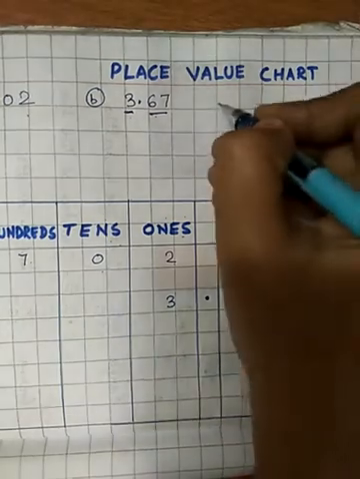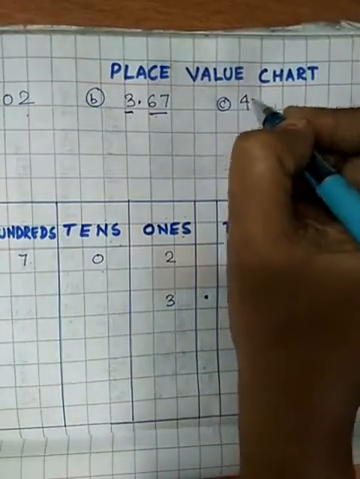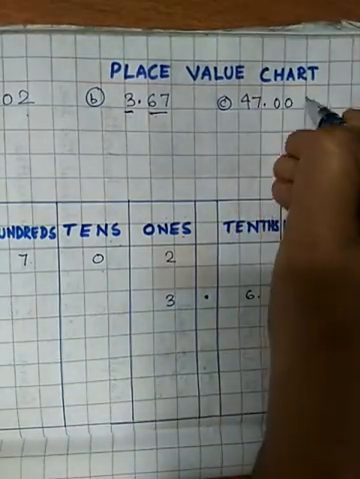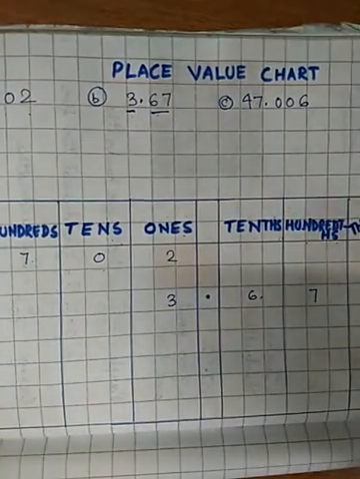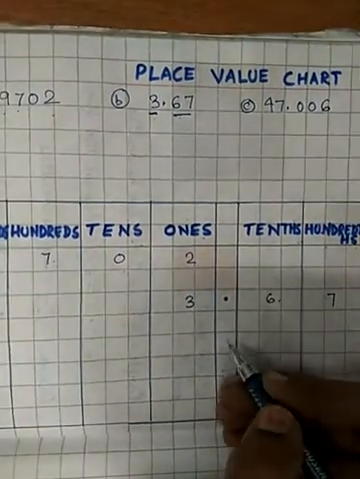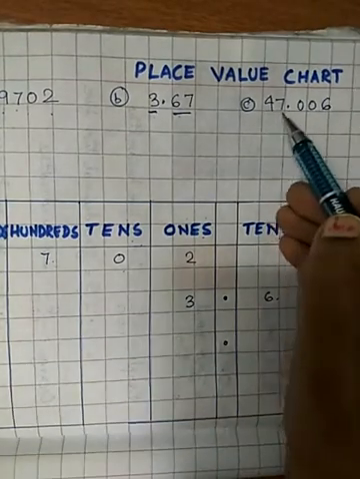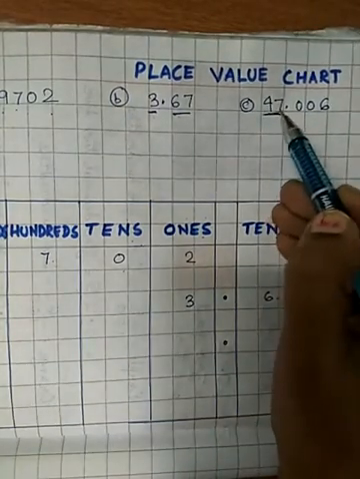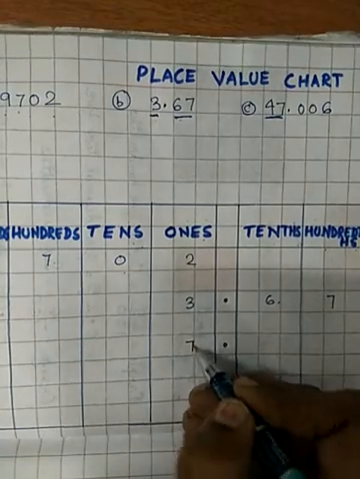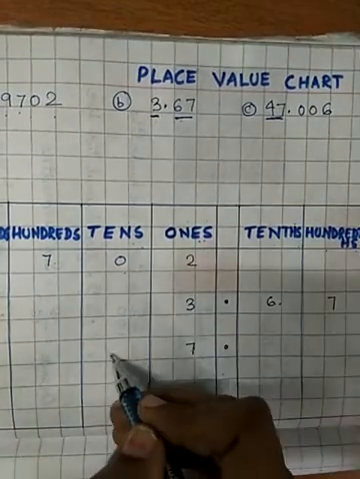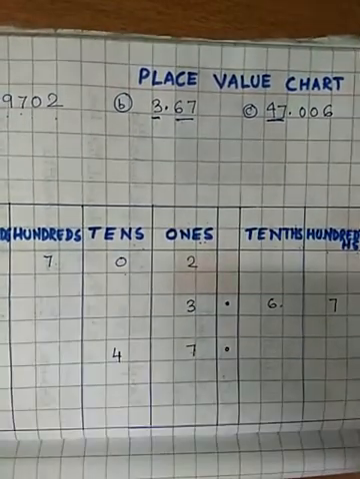Okay. Now let us write one more number. Say 47.006. So what will I do? I will put the point first. Okay. And first let us write the whole number. 7 and 4. So 7 has the ones place. 4 has the tens place.